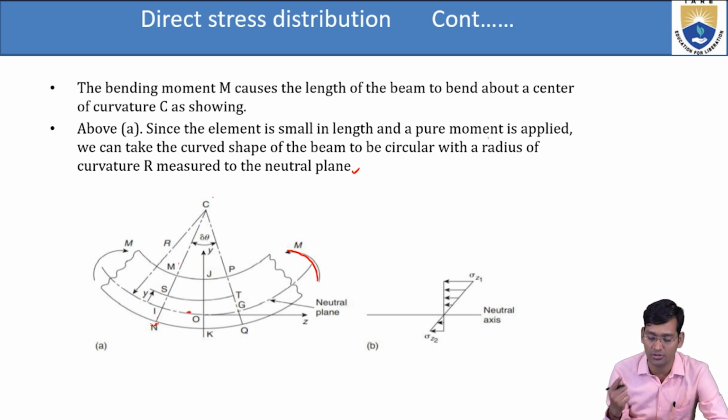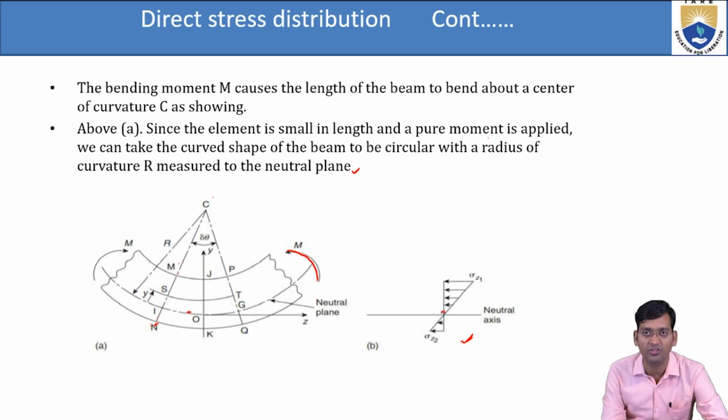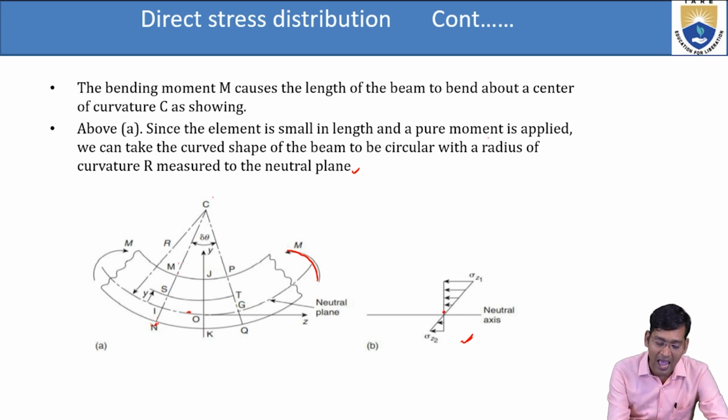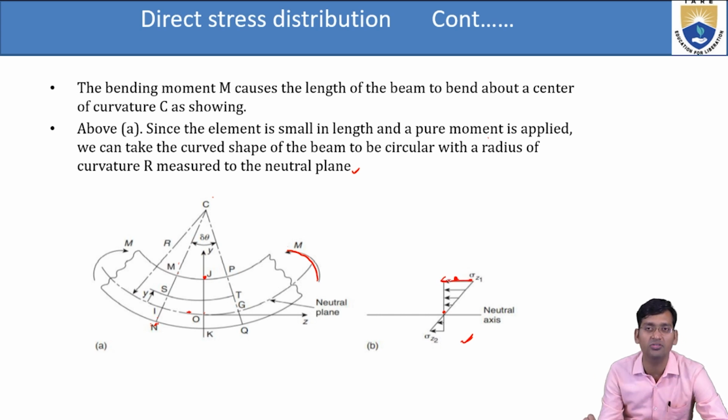How the stress will be distributed is shown here in figure B. Just see, this is the neutral axis. As I just explained, near the neutral axis there will be lesser compression, so that's why you can see the lesser force here, the stress distribution is less. As we move up, it experiences the most compression, so at the top the most stress is there, right? So compressive stress decreases towards the neutral plane.